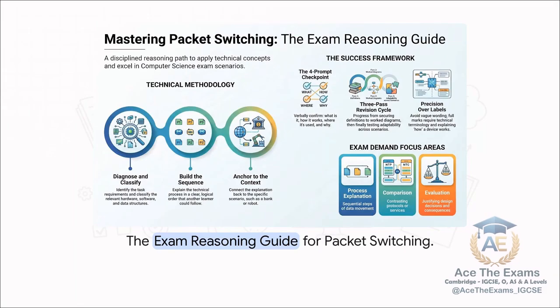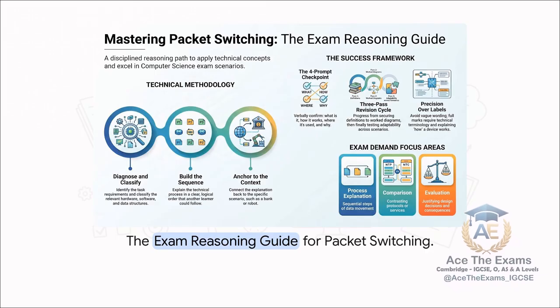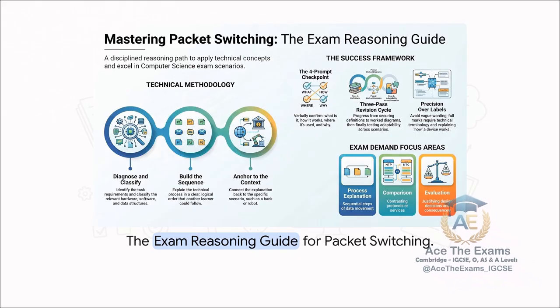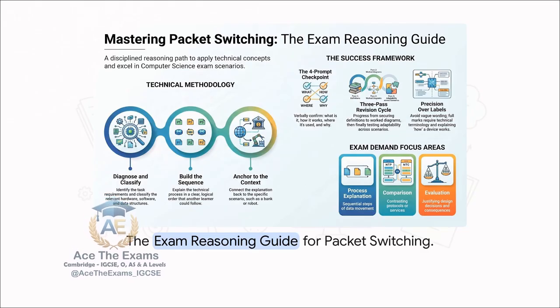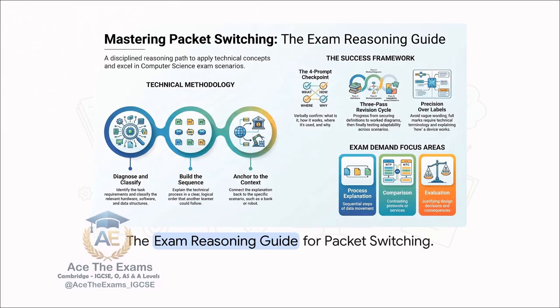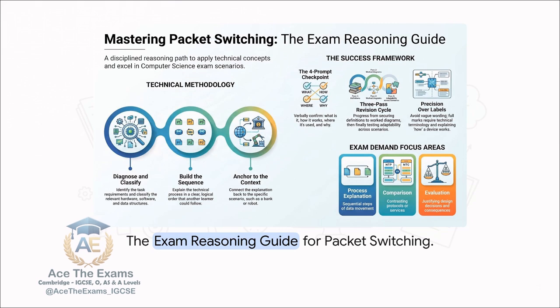Now, to actually secure full marks here, you need a really strict technical methodology. There are 3 crucial steps to follow: diagnose and classify, build the sequence, and then anchor to the context. When an exam asks you about data movement, you simply cannot just write down vague labels. You have to explain the technical process in a clear, logical order that anyone could follow. And then, and this is the real magic key, anchor your explanation to a highly specific context, like a bank system or a robot. Precision over labels is exactly what the examiners are hunting for.